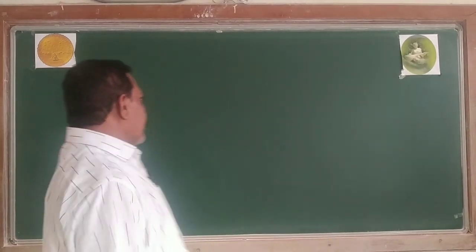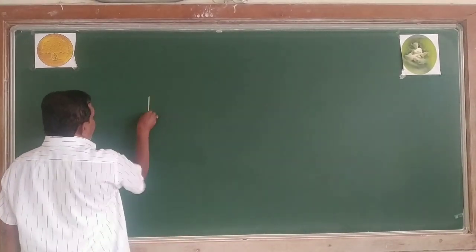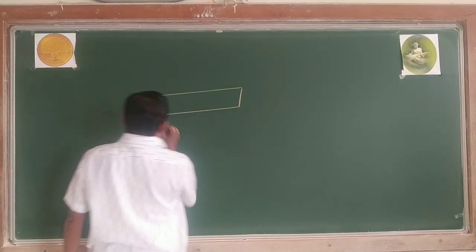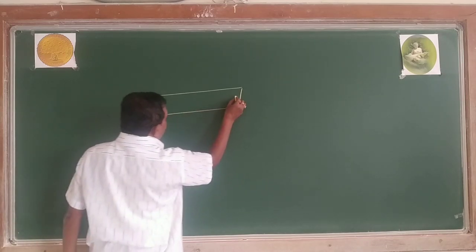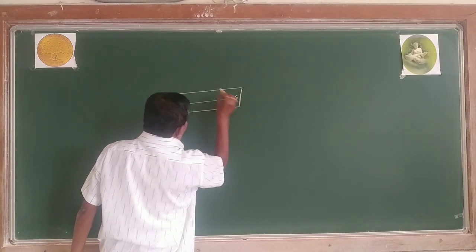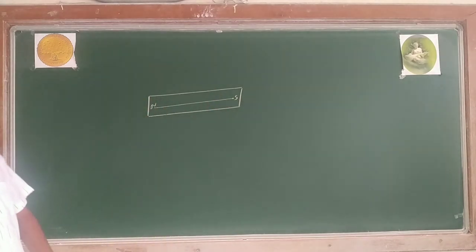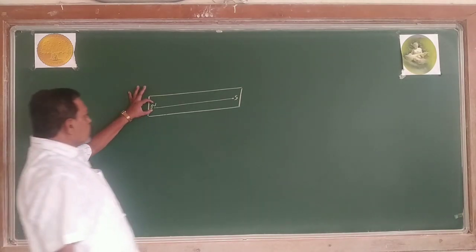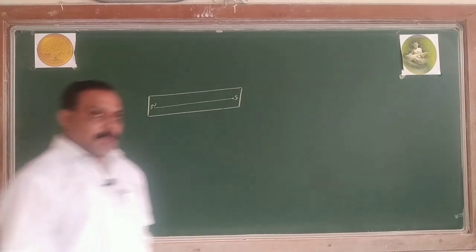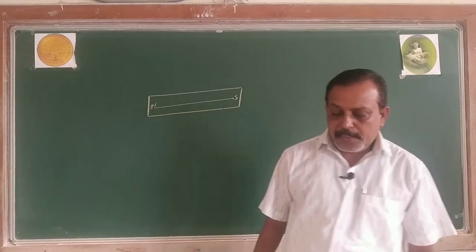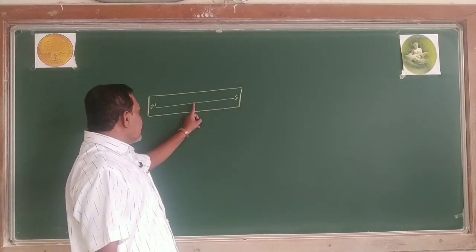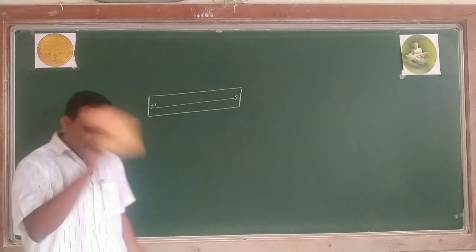When you come across the magnet, this is the bar magnet, this is the north pole and this is the south pole. These are the two poles where the magnetic field is maximum. The force of attraction is maximum at the ends, that is at the poles, and minimum at the center in the case of the bar magnet we have studied earlier.